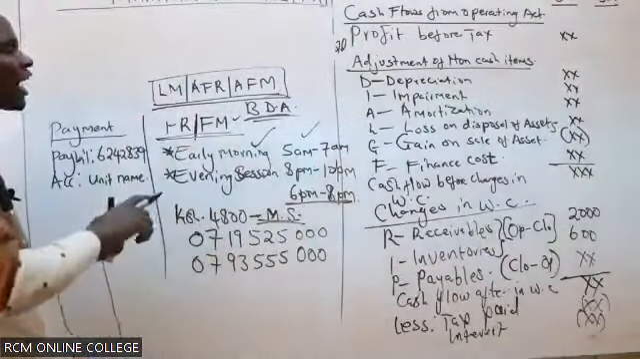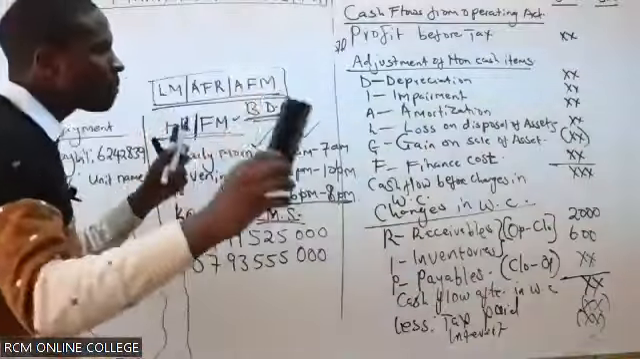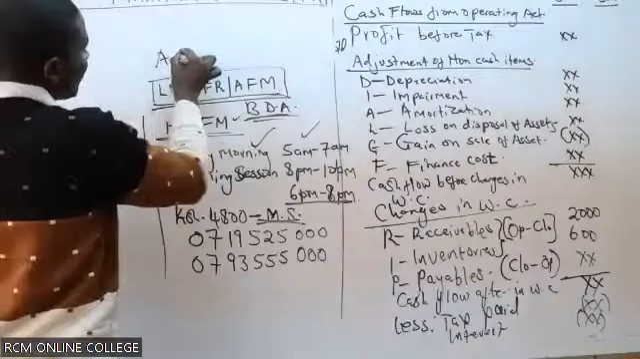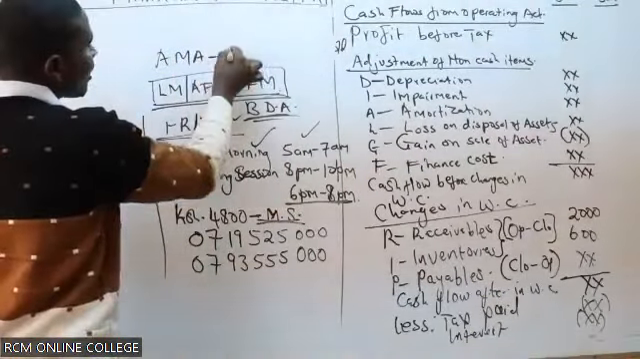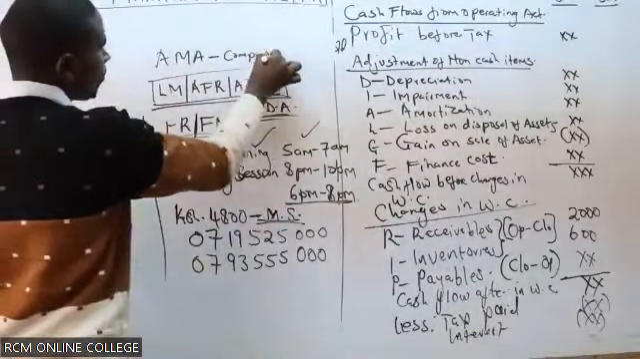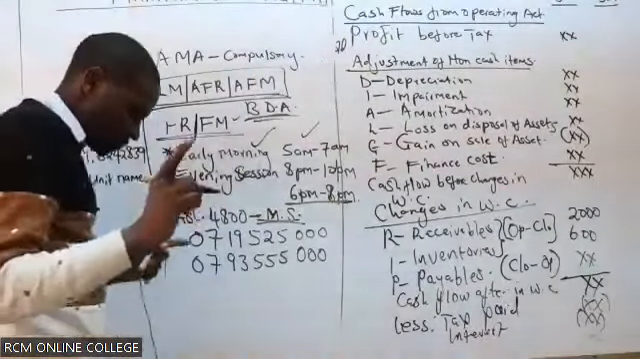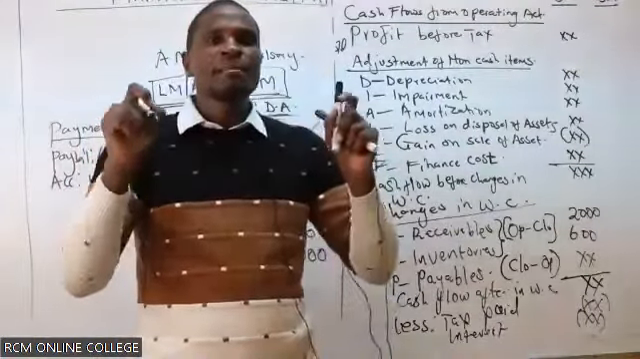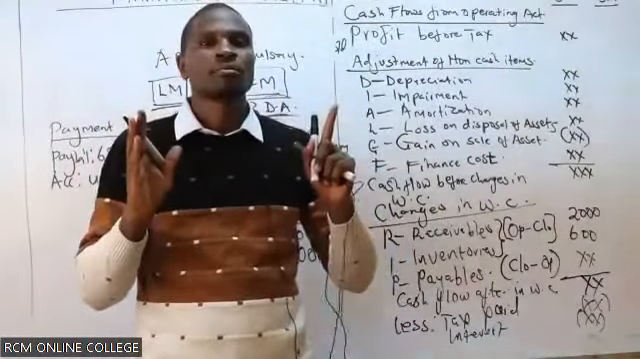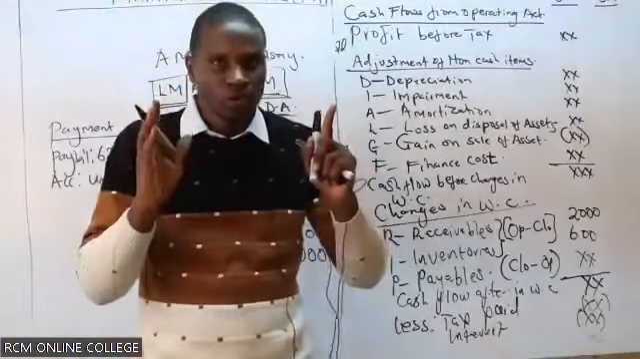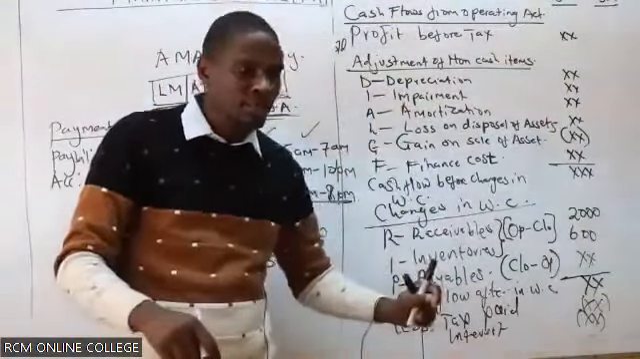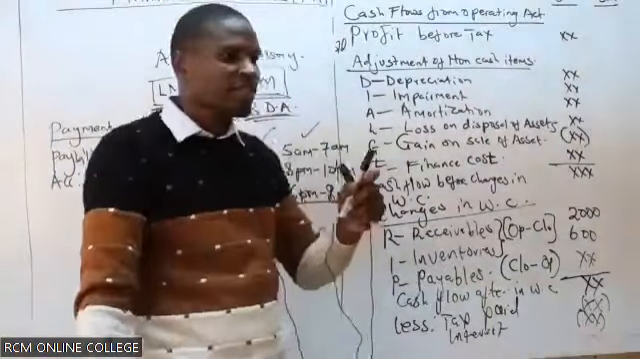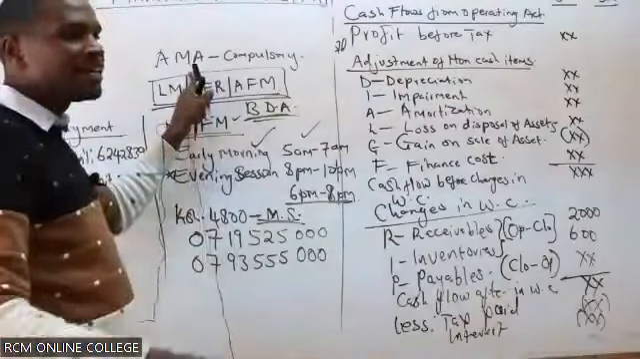Good. I hope that is very clear. Let me mention AMA. Hii ni muhimu sana. AMA is now compulsory. Kama wewe December exam ulifanya intermediate level na ukapita, ukiingia advanced level, tafadhali, hii ni unit yako sasa. Na ni compulsory.